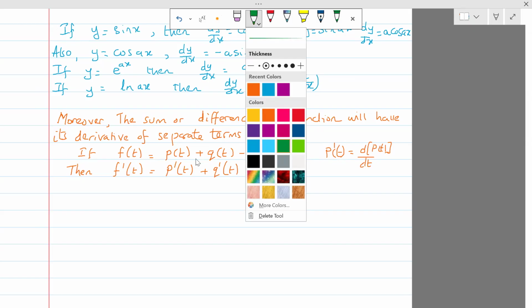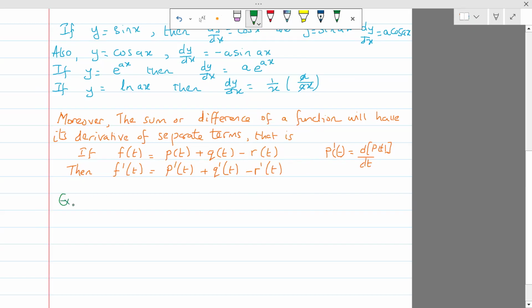Example, if y equals 10x power 4, dy by dx becomes, I put the 4 in the front, which becomes 10 times 4, which is 40. And when I minus 1 here, 4 minus 1 equals 3.